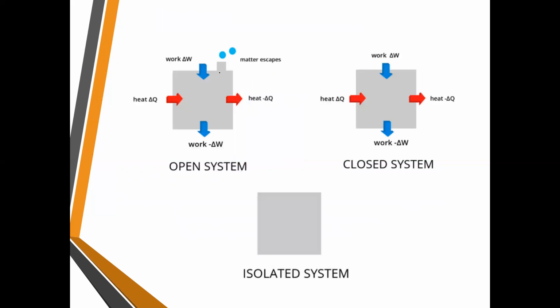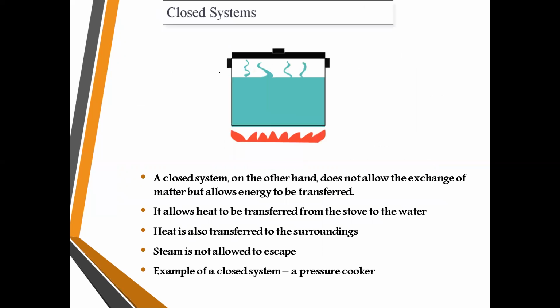Now, let's talk about closed. In a closed system, nothing is transferred, nothing is lost, and nothing is added. Heat in, heat out, work in, work out. An example of a closed system is the pressure cooker, or anything you close. It doesn't allow any exchange of matter. What you put inside the pressure cooker is what you have at the end, when the time ends.